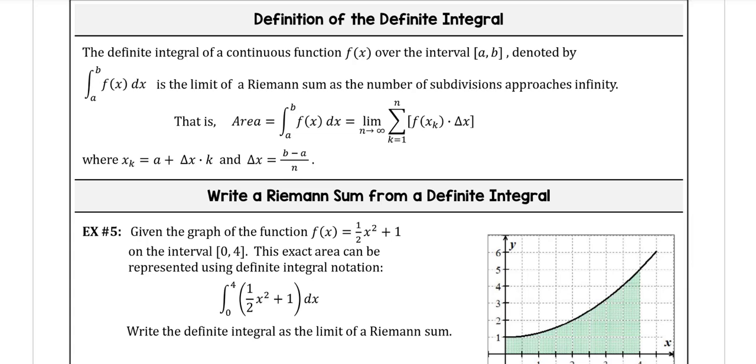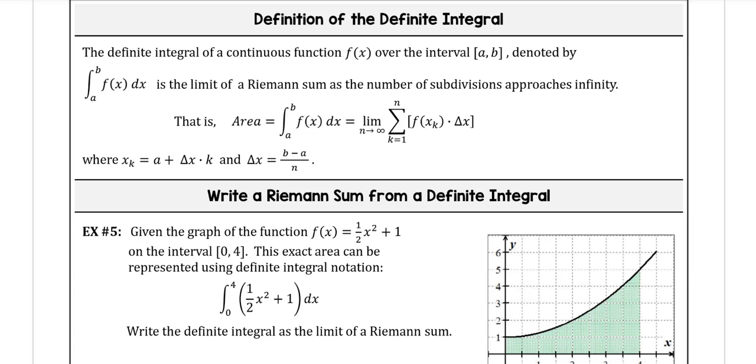So there it is, laid out for you, and you want to remember that x sub k equals a plus delta x times k, and delta x equals (b minus a) over n. So let's do another example here.